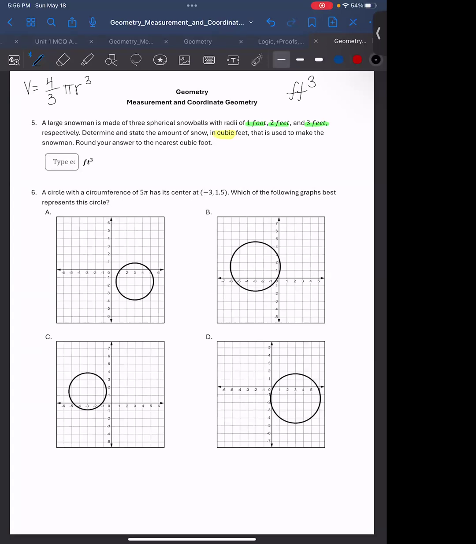Ms. Perdomo, can you repeat what we have to do again? I'm sorry. So you're going to do the volume for the 1 foot, the 2 feet, and the 3 feet. You're just going to find the separate volumes. So it would be 4/3 pi 1 cubed, 4/3 pi 2 cubed, and 4/3 pi 3 cubed. Okay? I'll give you a couple minutes.